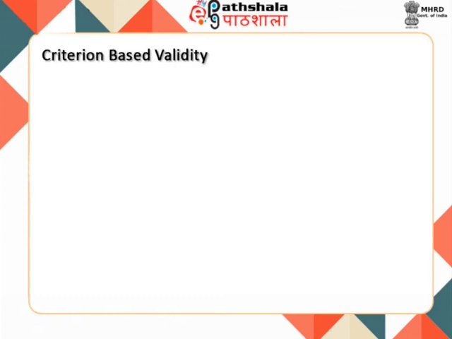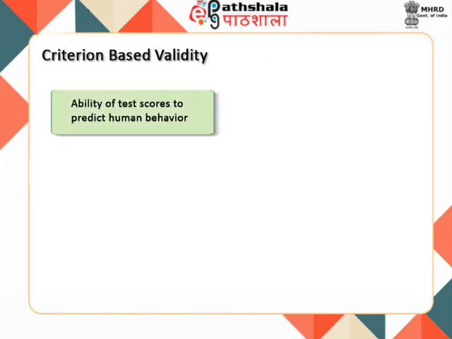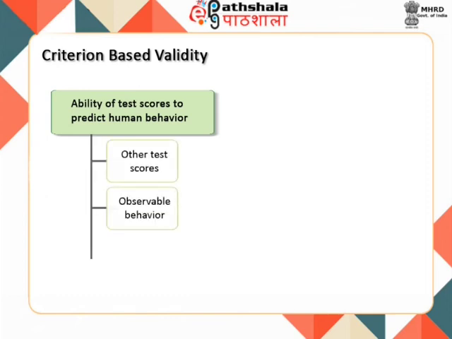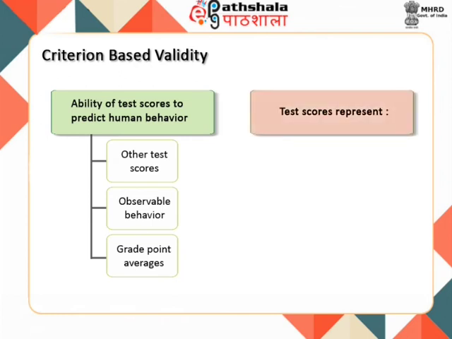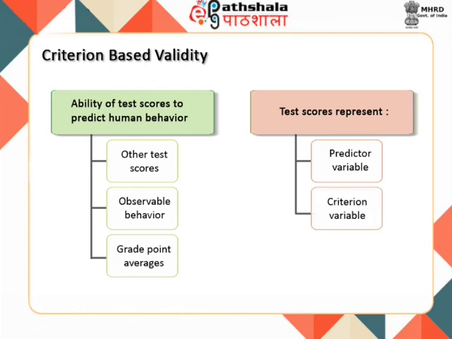Criterion based validity. This kind of validity deals with the ability of test scores to predict human behavior, either with the help of other test scores, observable behavior, or other accomplishments such as grade point averages. In this, the test scores represent the predictor variable and are used to predict another variable of interest, the criterion variable.